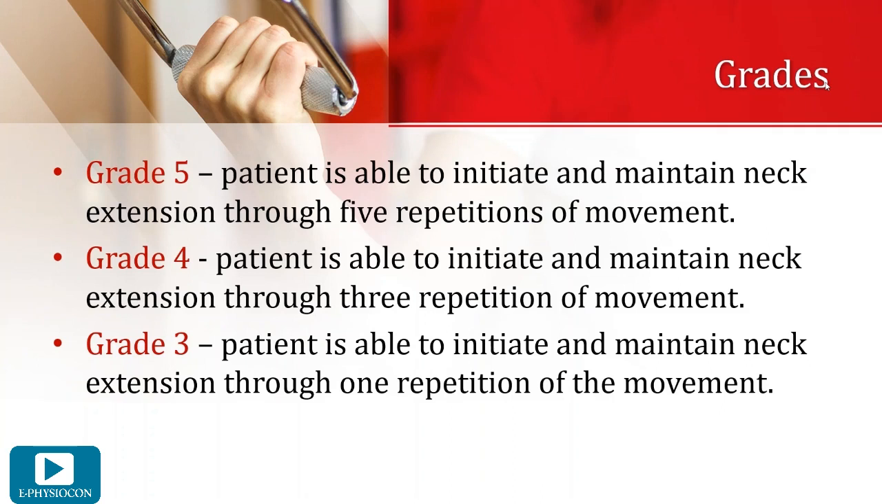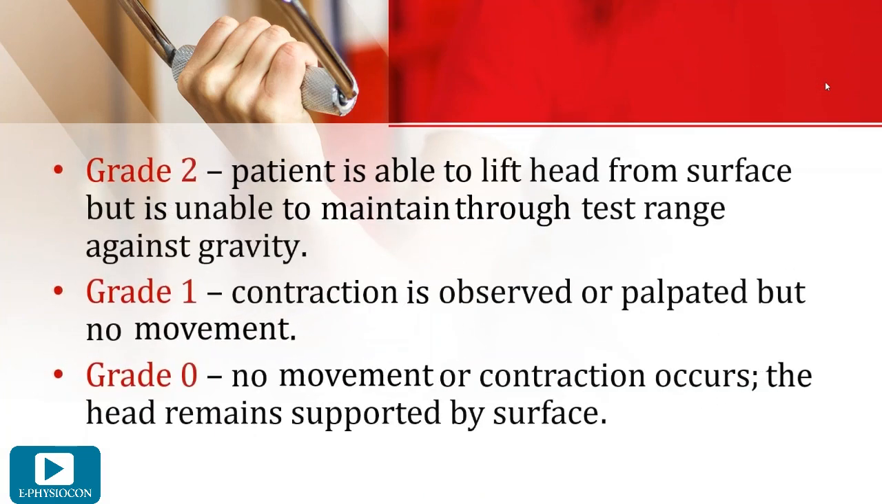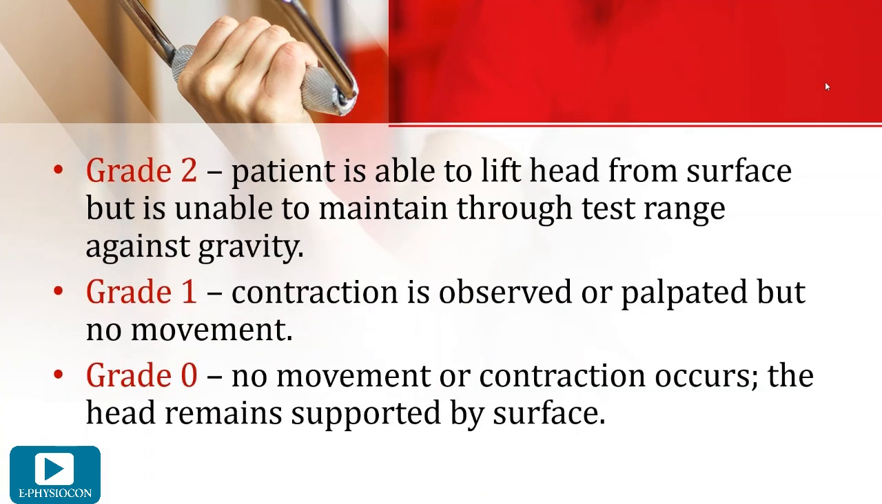Grade 5: the patient is able to initiate and maintain neck extension through 5 repetitions of the movement. In grade 4, 3 repetitions of the movement, easily maintaining the neck extension. In grade 3, the patient initiates and maintains neck extension through 1 repetition of movement. In grade 2, the patient is able to lift the head from the surface but unable to maintain it through the test range against gravity. In grade 1, contraction is observed or palpated but no movement. In grade 0, no movement, no palpable contraction.